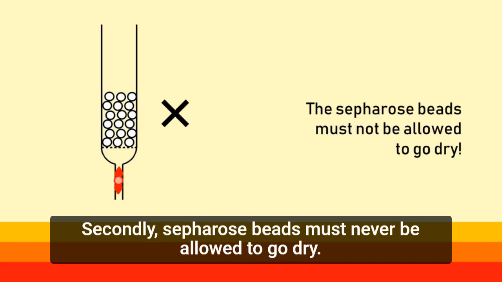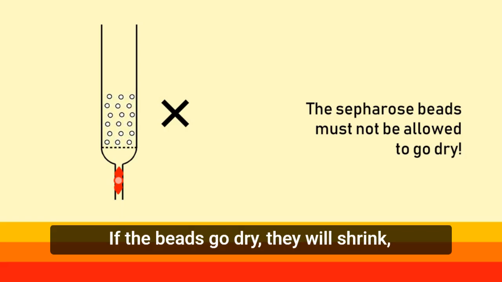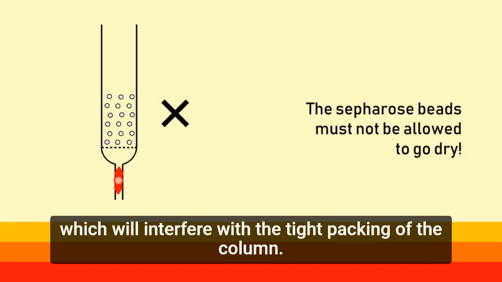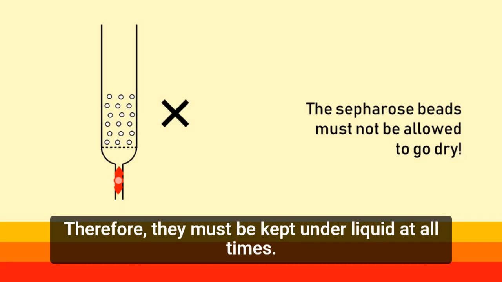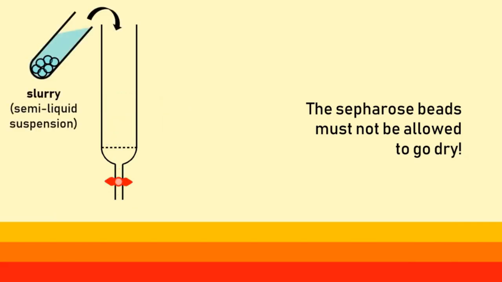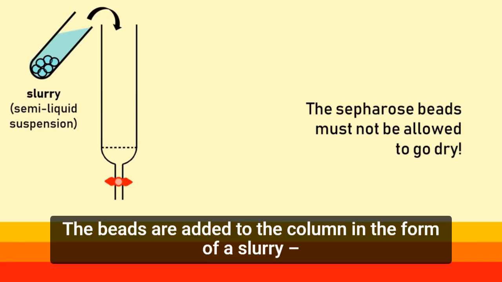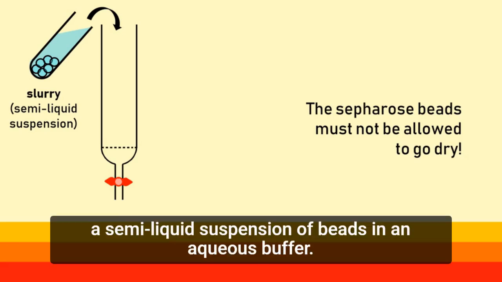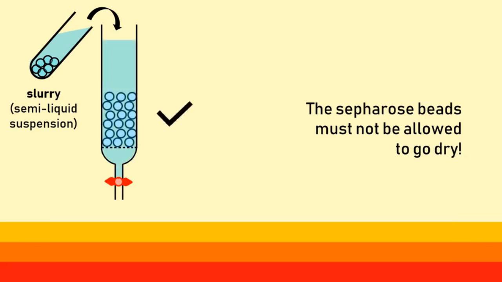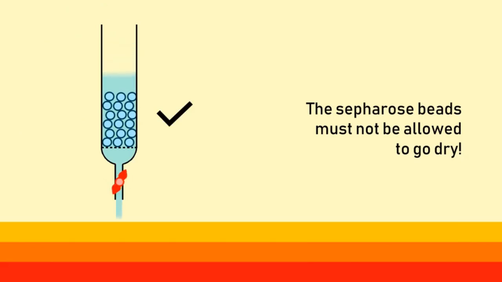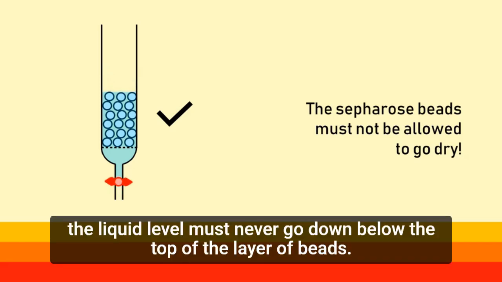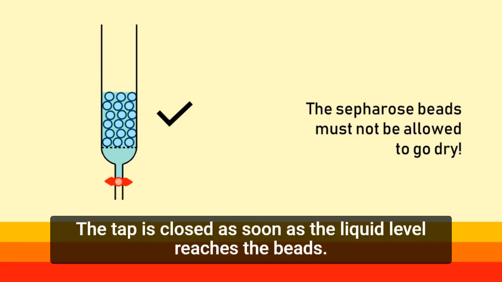Secondly, the Sepharose beads must never be allowed to go dry. If the beads go dry, they will shrink, which will interfere with the tight packing of the column. Therefore, they must be kept under liquid at all times. The beads are added to the column in the form of a slurry, a semi-liquid suspension of beads in an aqueous buffer. During the subsequent washing steps, the liquid level must never go down below the top of the layer of the beads. The tap is closed as soon as the liquid level reaches the beads.